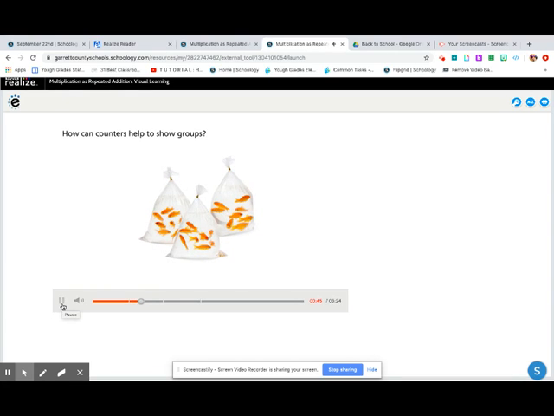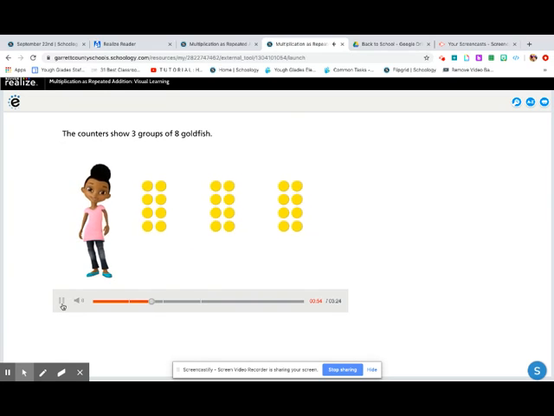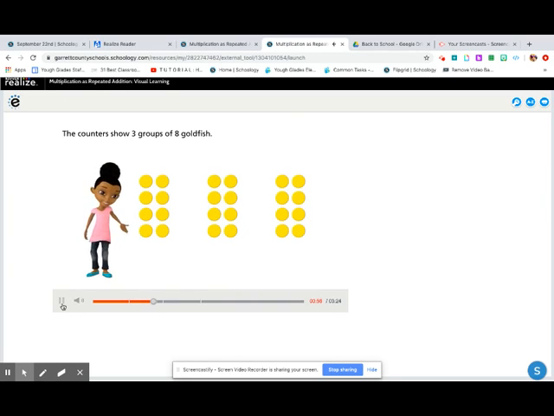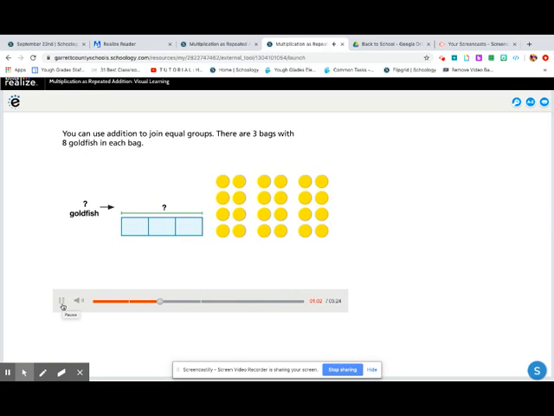How can counters help to show groups? The counters show 3 groups of 8 goldfish. I can use counters to show the groups. We can use counters, we can use our drawings. All of these represent our problem. You can use addition to join equal groups. There are 3 bags with 8 goldfish in each bag.